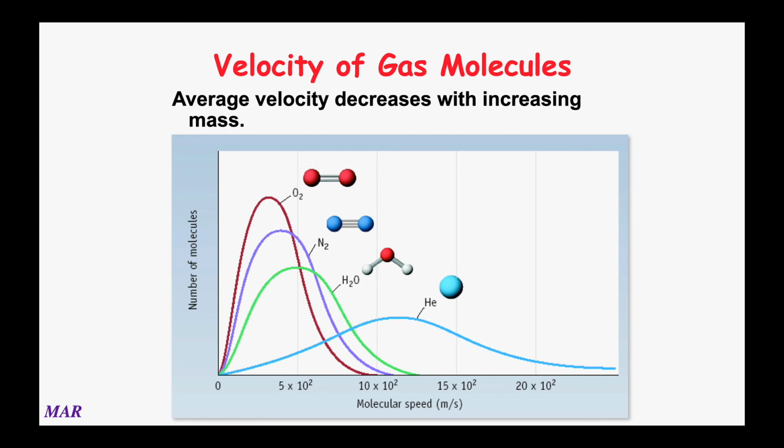Now, what we have here is a bunch of distributions of speed, and let's look at the averages again. Here's the O2 average. This purplish line is the N2 average. This green line here is the water average, and this is the helium average. So you can see here how the averages are moving to the right. If you look at the molar masses, oxygen O2 is about 32 grams per mole, and N2 is about 28 grams per mole. Water is about 18 grams per mole.